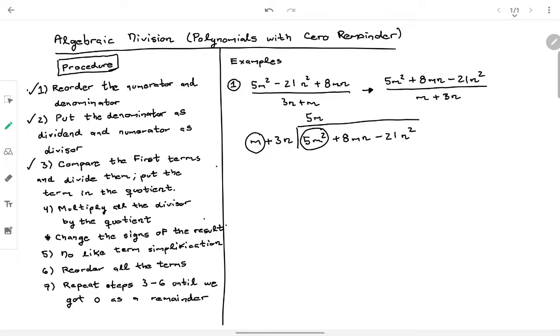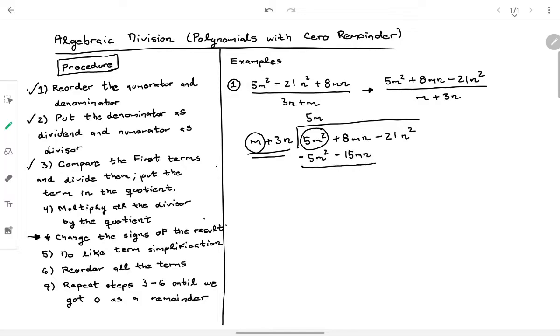Then step number 4 says multiply that number by all the divisor. So we will get 5m squared, because multiplying 5m by m, remember we need to change the sign. It says here, change the sign. It's very important. Then we continue with the multiplication. 5 times 3 is 15mn. Remember, we need to put it with the different sign, so it will be minus 15mn.